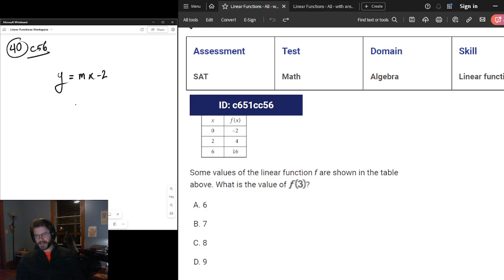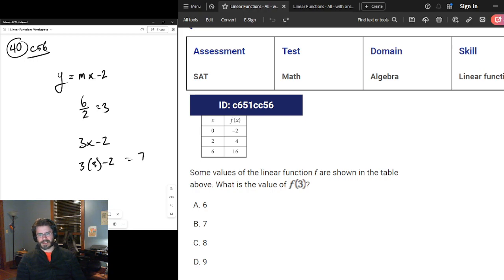All right, let's see. So our slope is rise of 6, run of 2, so 6 over 2 is 3. So we got 3x minus 2. F of 3, 3 times 3 minus 2. 9 minus 2 is 7. So B.